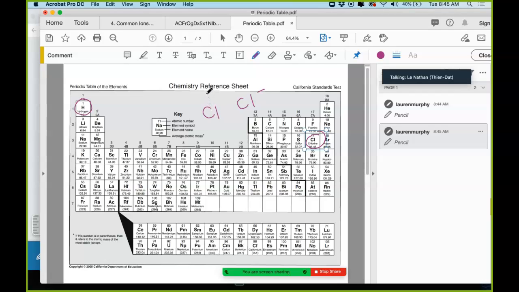Since not negative charge, and it comes like next after hydrogen? Yep.